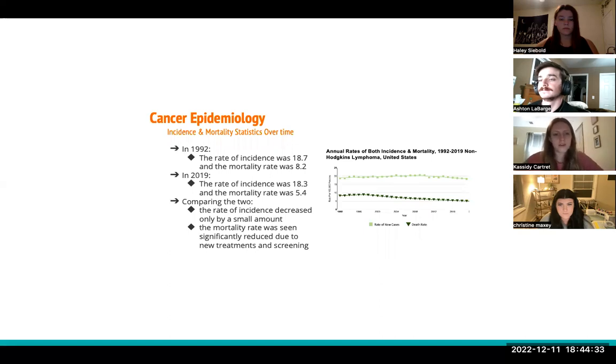If we compare incidence and mortality over time, we can see that in 1992, the rate of incidence was 18.6 and the mortality rate was 8.2. And in 2019, the rate of incidence was 18.3 and the mortality rate was 5.4. If we compare the two, we can see that the rate of incidence decreased only by a small amount. The mortality rate was significantly reduced due to new treatments and screening.